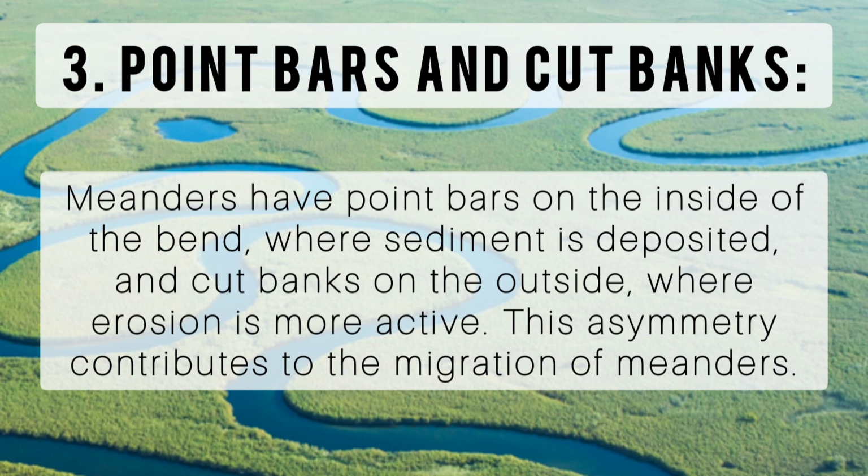Point bars and cut banks. Meanders have point bars on the inside of the bend, where sediment is deposited, and cut banks on the outside, where erosion is more active. This asymmetry contributes to the migration of meanders.